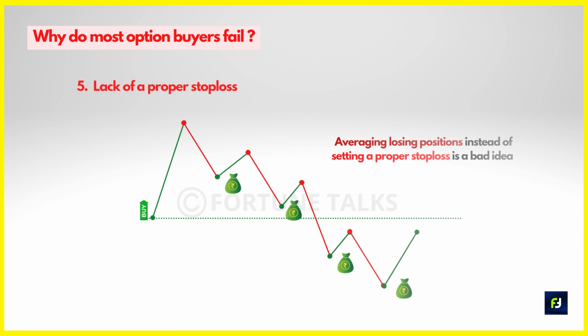Now, one of the biggest reasons why most option buyers go broke is due to the lack of proper stop losses. Most of them try to average their losses instead of cutting their losses. Your stop loss will depend on the strike price that you have selected.